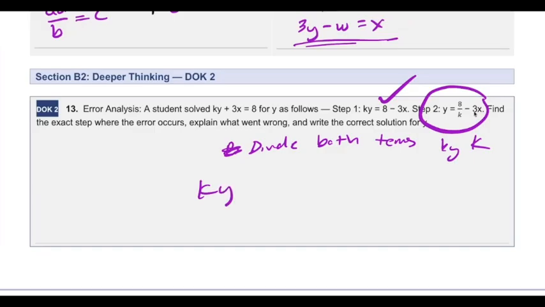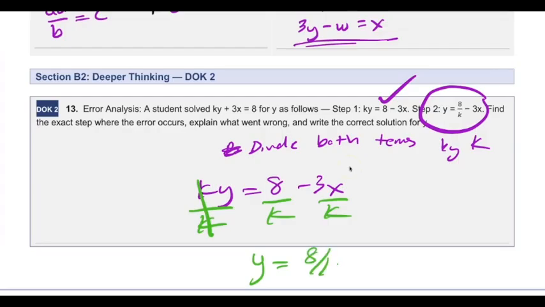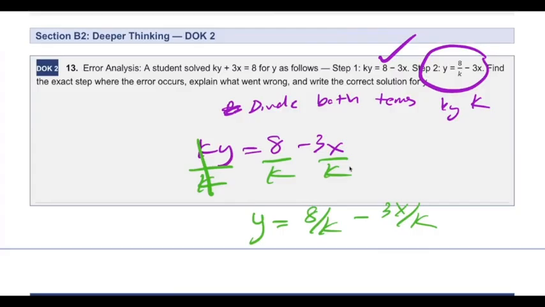So let's just recreate it. When you divide by k, or any number, you have to divide everything by that number. So not just the first thing, everything. So we're going to get y equals 8 over k minus 3x over k. Like that. Okay, let's move on.